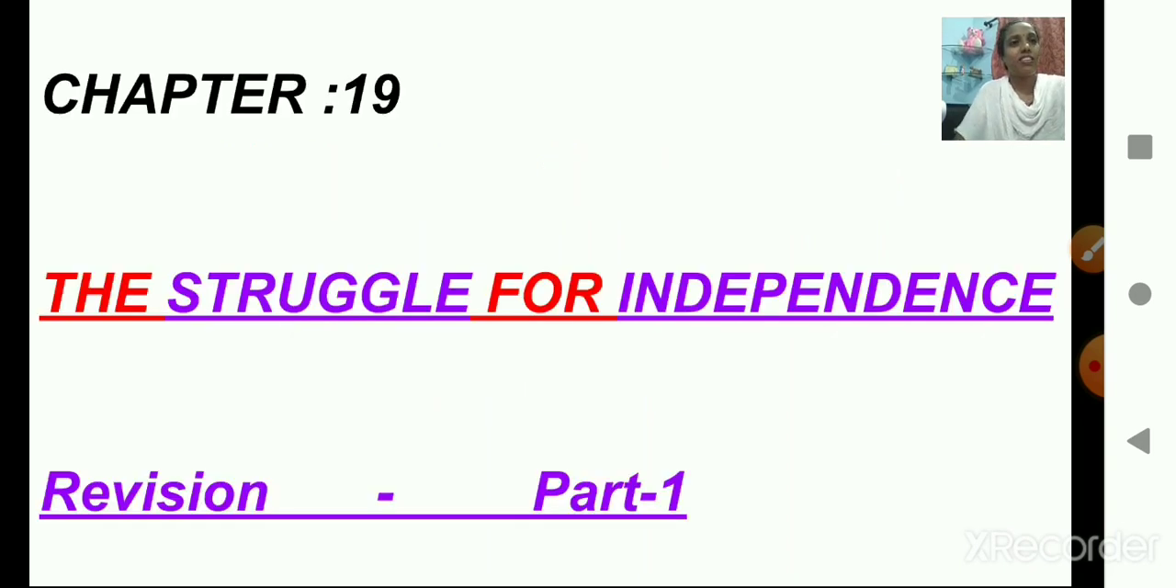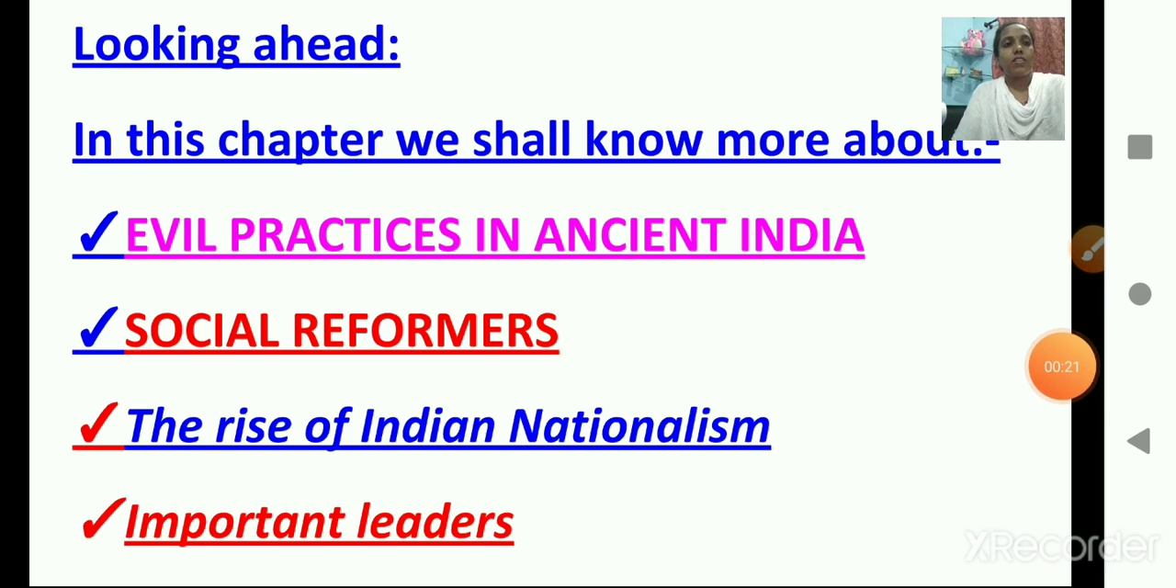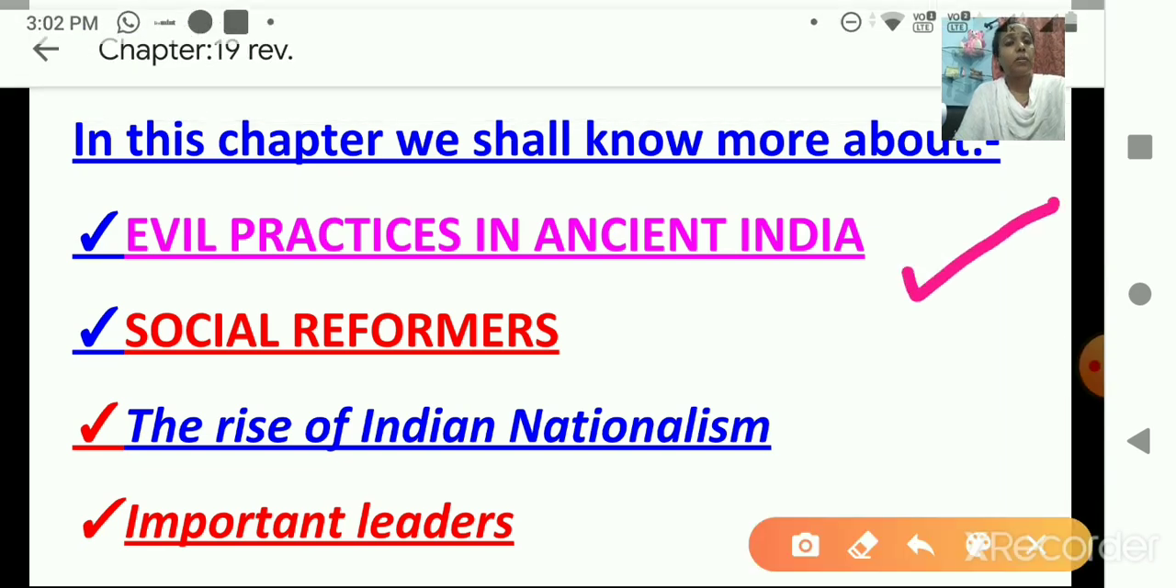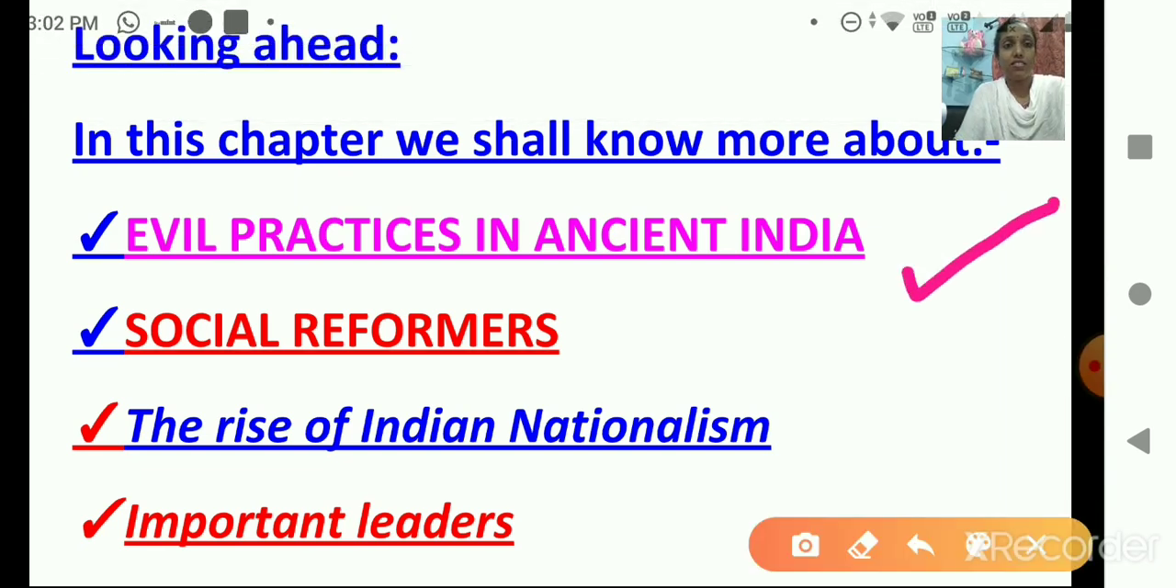Children, today we will revise chapter number 19, The Struggle for Independence. This is our revision part 1. In this chapter, we shall know more about evil practices in ancient India, social reformers, the rise of Indian nationalism, and we will also know more about important leaders.